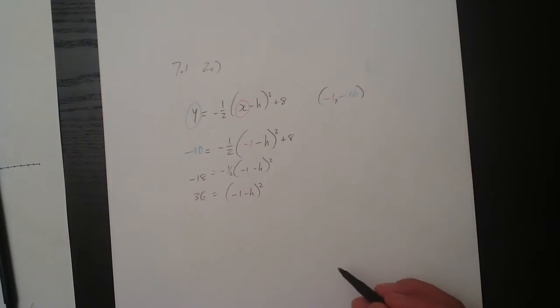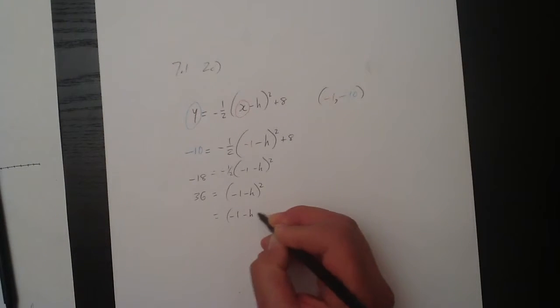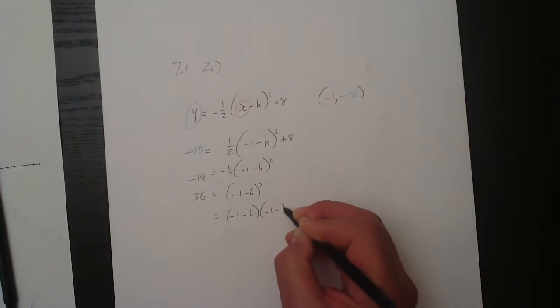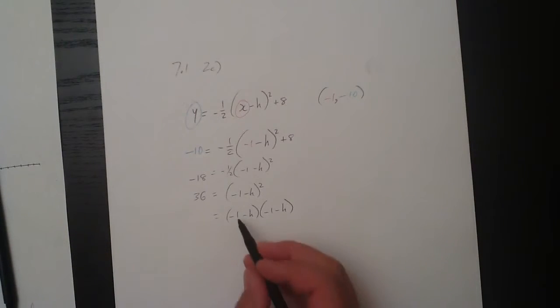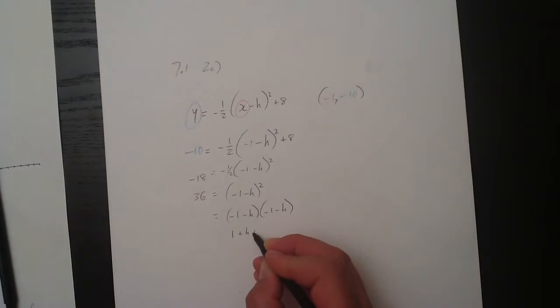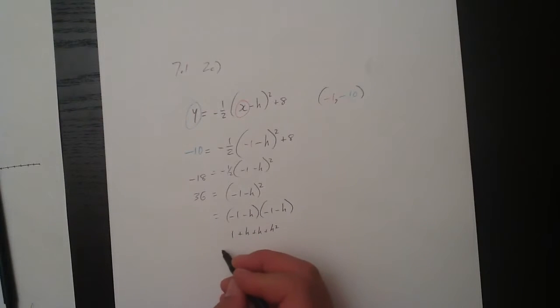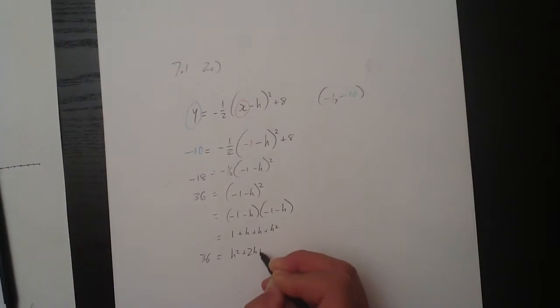So (-1 - h) squared, if we actually FOIL that, we get (-1 - h)(-1 - h), and we FOIL that, so -1 times -1 is 1, -h times -1 is plus h. That's first, inside, outside, -1 times -h is plus h, and last, -h times -h is h squared. So that equals then 36 equals h squared plus 2h plus 1.